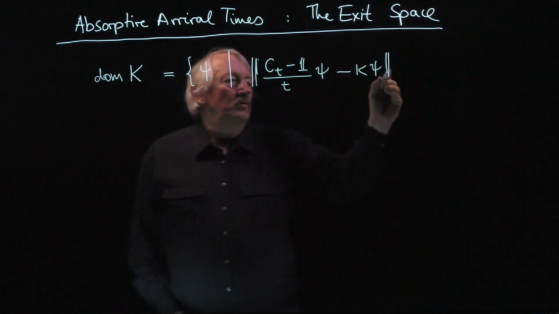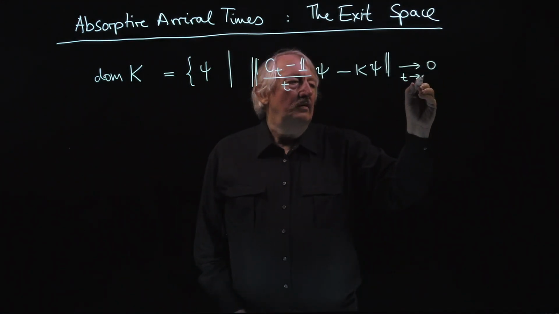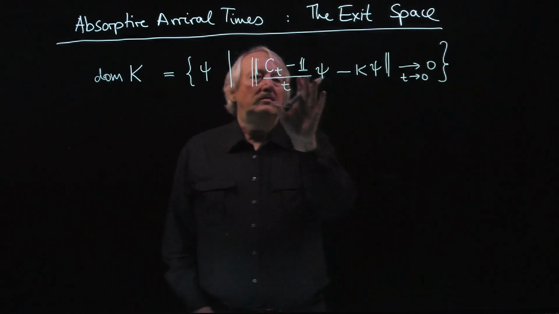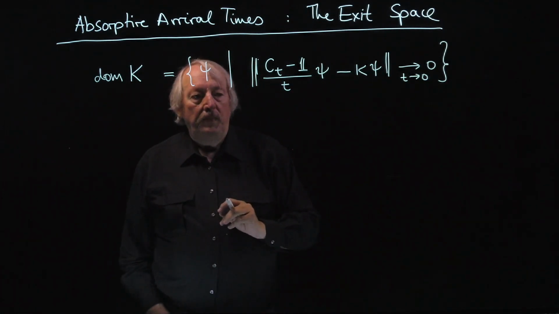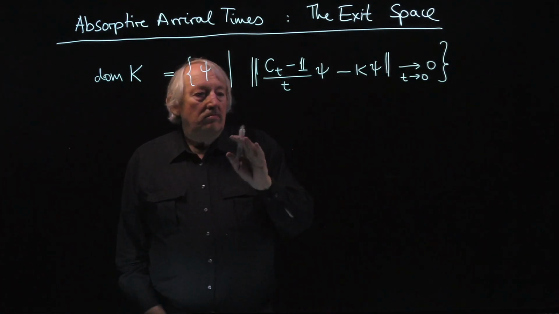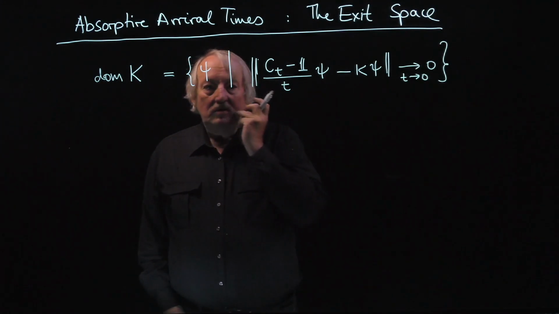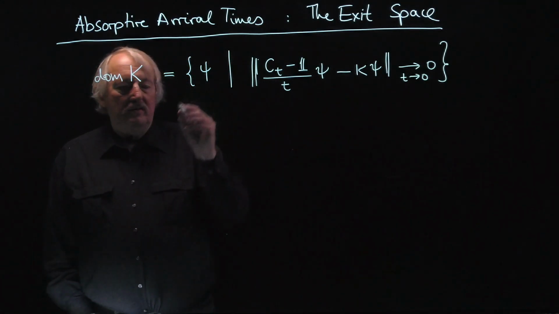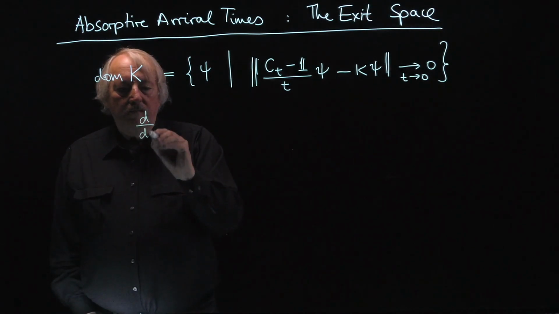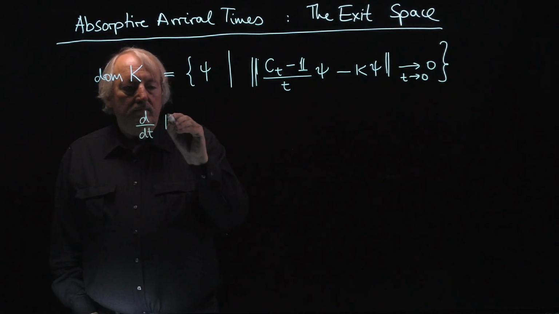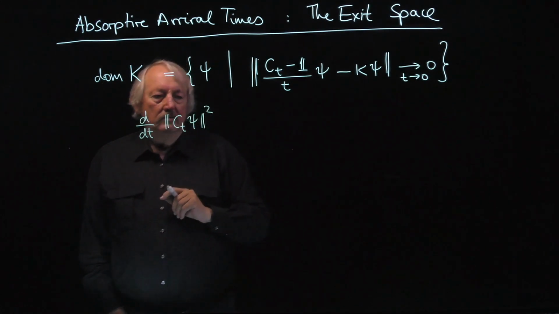So this goes to 0 as t goes to 0. So this is the set of vectors on which this derivative formula makes sense. Okay, so whatever that is, I would like to study the normalization loss on that. Now, the normalization loss on such a vector psi is the derivative of ct psi, and it's of course convenient to square that, right?